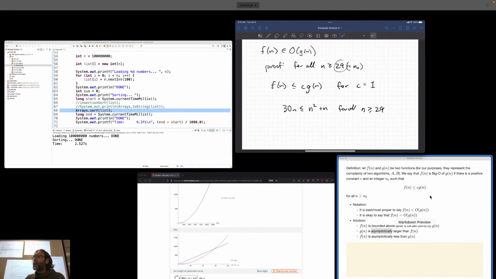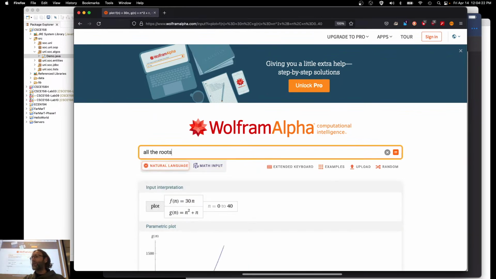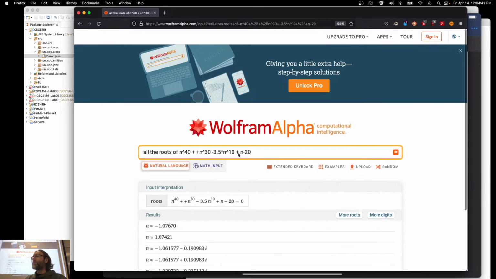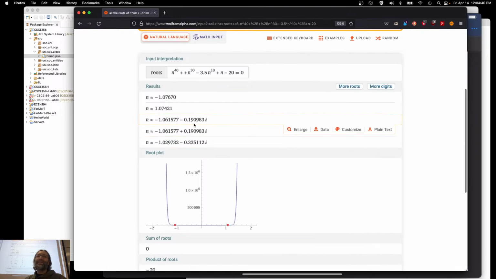Or if you use a tool and say, hey, Wolfram Alpha, give me all the roots of, I don't know, n to the 40 plus n minus 30 plus n to the 30 minus 3.5 times n to the 10 plus. What are all the roots of that degree 40 polynomial? There you go. Oh, I've got imaginary roots, that's why. Imaginary roots would be completely irrelevant.